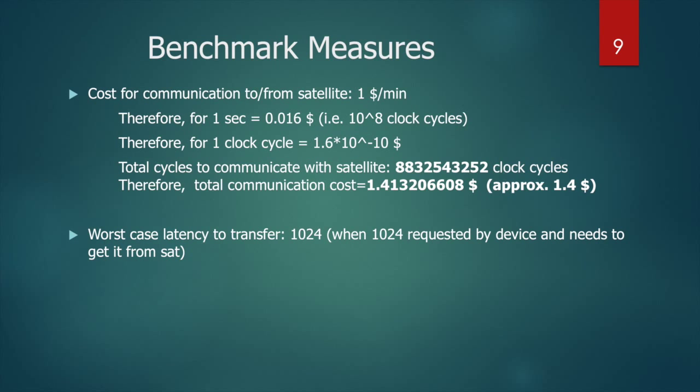The cost for communication to and from the satellite is $1 per minute. Therefore for 1 second it's around $0.016, as we have shown in the slide. Therefore for 1 clock cycle we get 1.6 times 10 raised to the minus 10 dollars. So total cycles to communicate with the satellite will cost up to around $1.4.